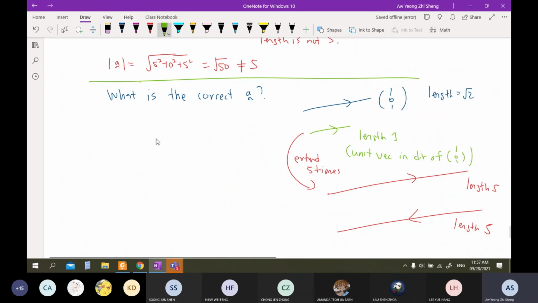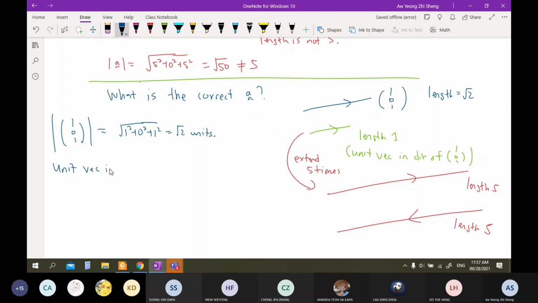So let's find it. Okay, so first what you can do is you find the length of 1, 0, 1. That is the square root of 1 squared plus 0 squared plus 1 squared, which will be square root of 2 units. Okay. Then the unit vector in the direction of 1, 0, 1 will be 1 over square root 2 times 1, 0, 1. Okay. Let's leave it this way.